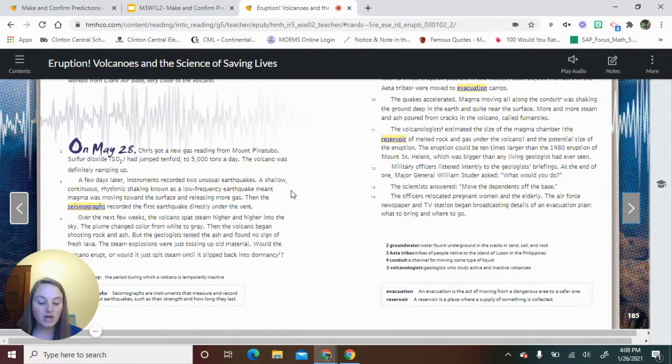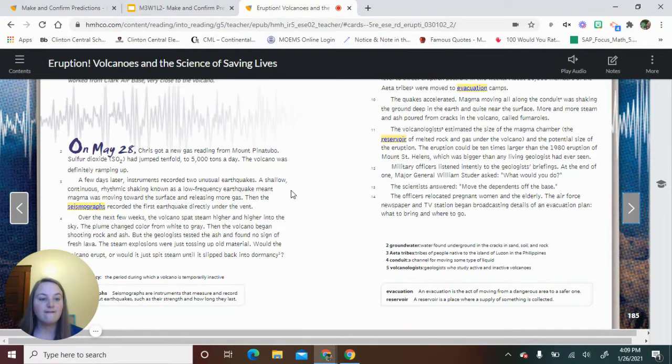And if I look at the word dormancy, I see a little 1 after it. That is called a footnote. So we're going to look at the bottom of the page, and you'll see another little 1, and it tells us that dormancy is the period during which a volcano is temporarily inactive.